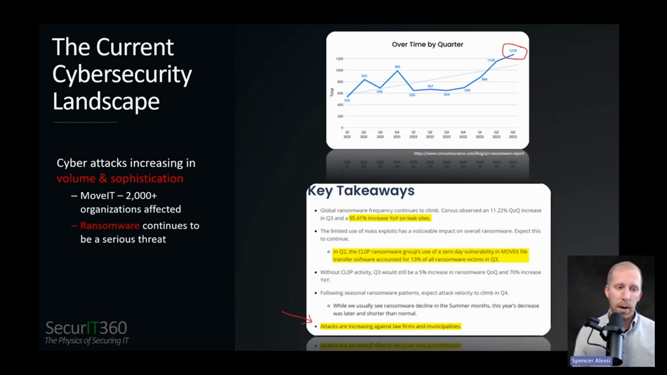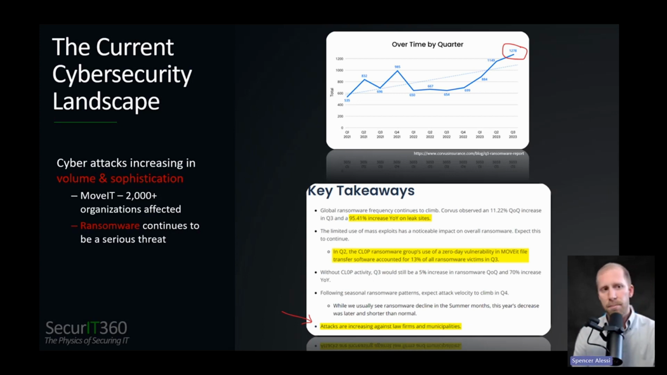We see that ransomware is continuing to be a serious threat. Not all ransomware attacks are sophisticated, quote unquote, but the attacks are increasing. They're not slowing down by any means. If you track some of the leak sites, they are increasing as well. The amount of victims announced on those leak sites is increasing, and ransomware groups like Clop and others are not slowing down anytime soon.